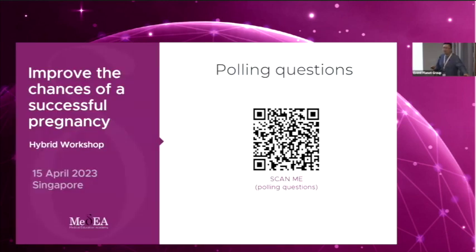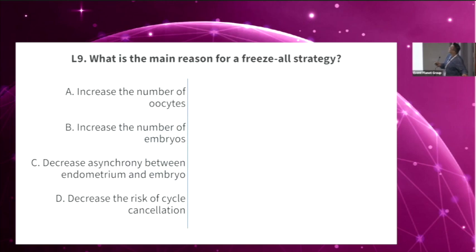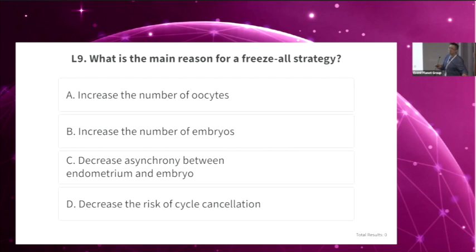So we'll start with some common questions again to see how everyone thinks about this. The first thing is, what is the main reason when we talk about a freeze-all strategy? Why do we want to do a freeze-all strategy? What do you think is the main reason? No response yet? Okay, try one more time. Everybody just got back. Okay, what is the main reason for a freeze-all strategy?